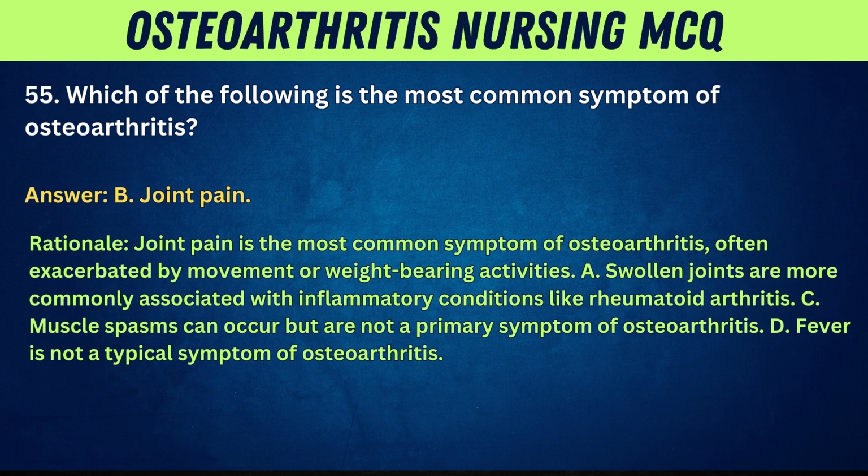Rationale: joint pain is the most common symptom of osteoarthritis, often exacerbated by movement or weight-bearing activities. A. Swollen joints are more commonly associated with inflammatory conditions like rheumatoid arthritis. C. Muscle spasms can occur but are not a primary symptom of osteoarthritis. D. Fever is not a typical symptom of osteoarthritis.